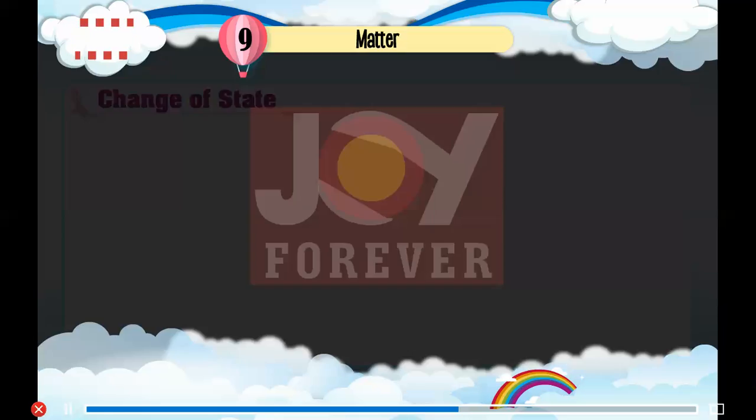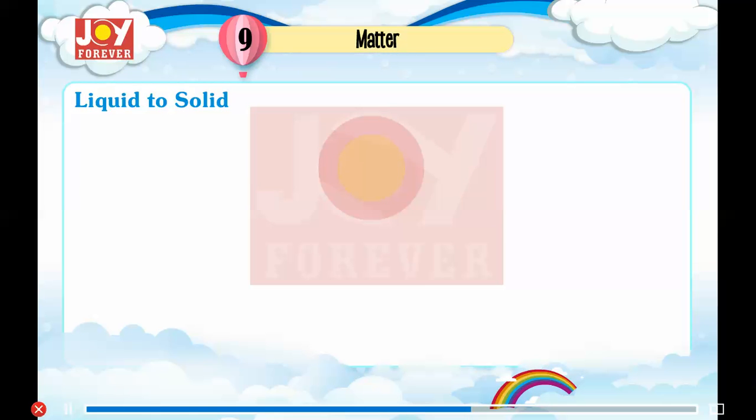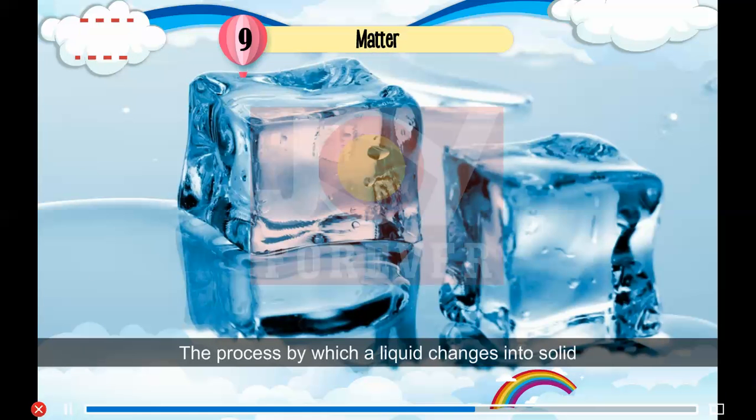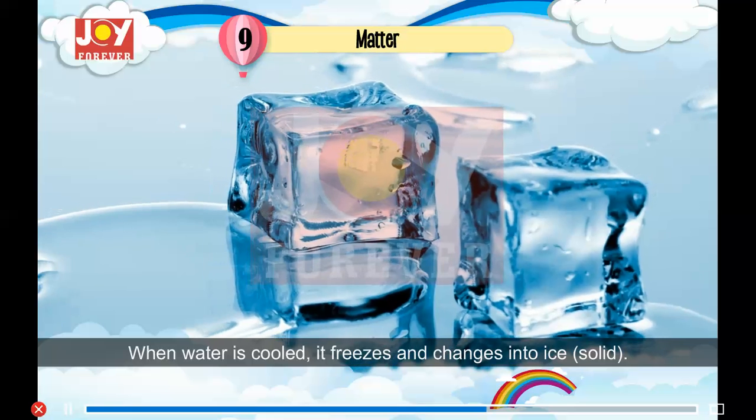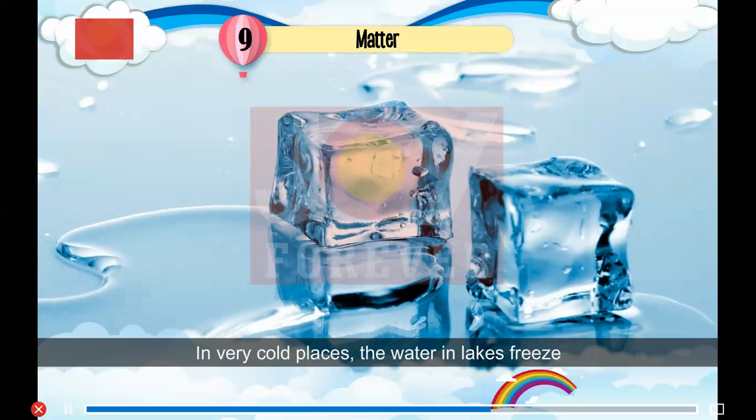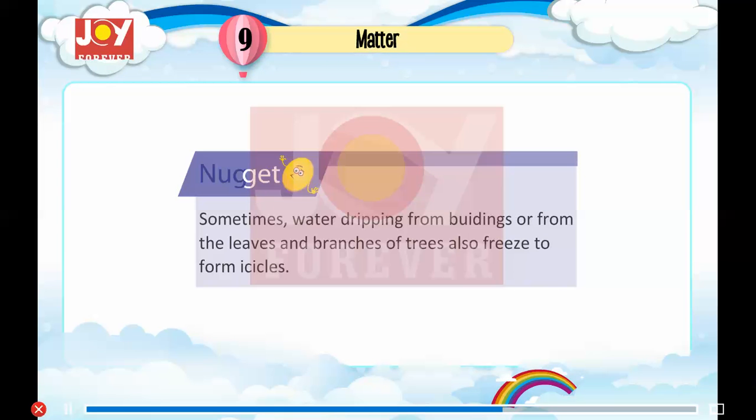Change of state. Matter can change from one state to another. Water exists in all the three states of matter. Liquid to solid. The process by which a liquid changes into solid on cooling is called freezing. When water is cooled, it freezes and changes into ice, a solid. In very cold places, the water in lakes freezes during winters to form ice. Nugget. Sometimes, water dripping from buildings or from the leaves and branches of trees also freezes to form icicles.